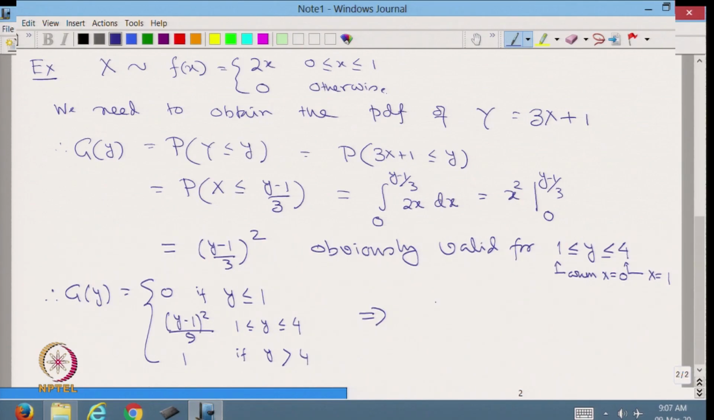Implies that the PDF g(y) is going to be 0 if y is less than or equal to 1, equal to 2 by 9 (y minus 1) for 1 less than or equal to y less than or equal to 4, and equal to 0 if y is greater than 4.